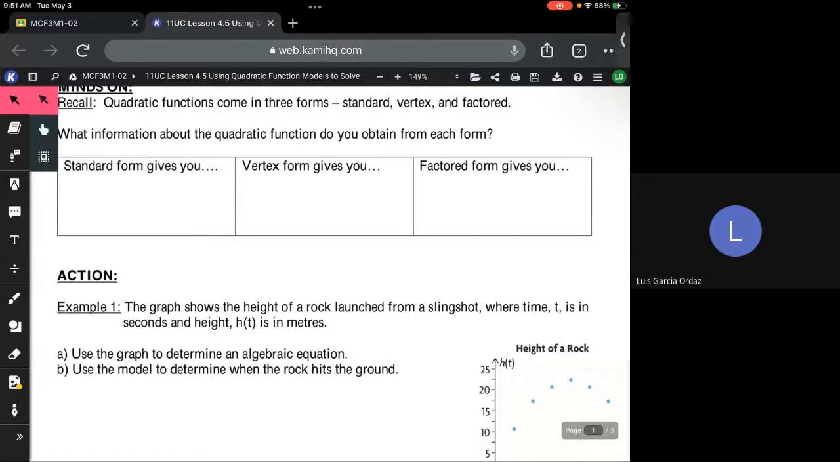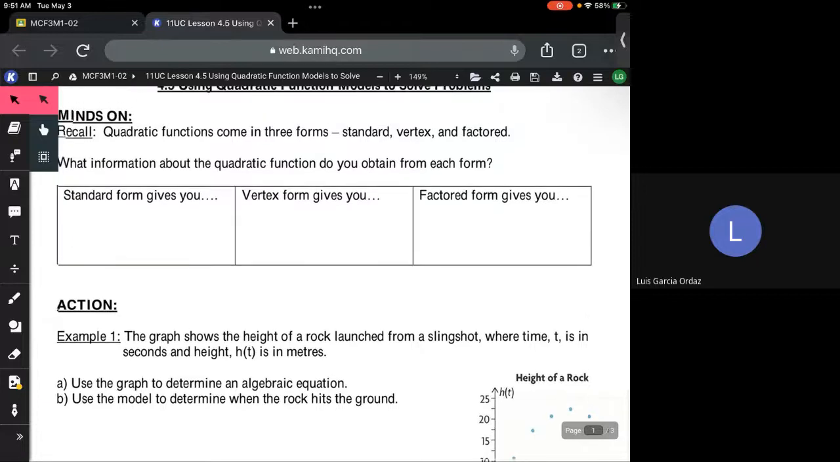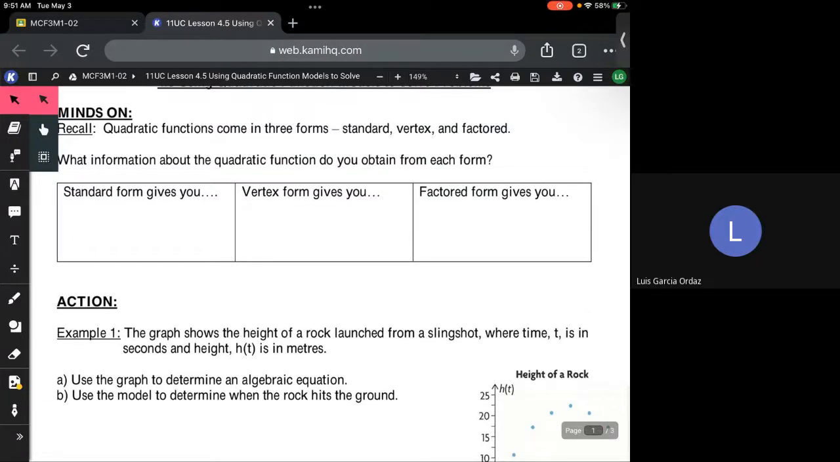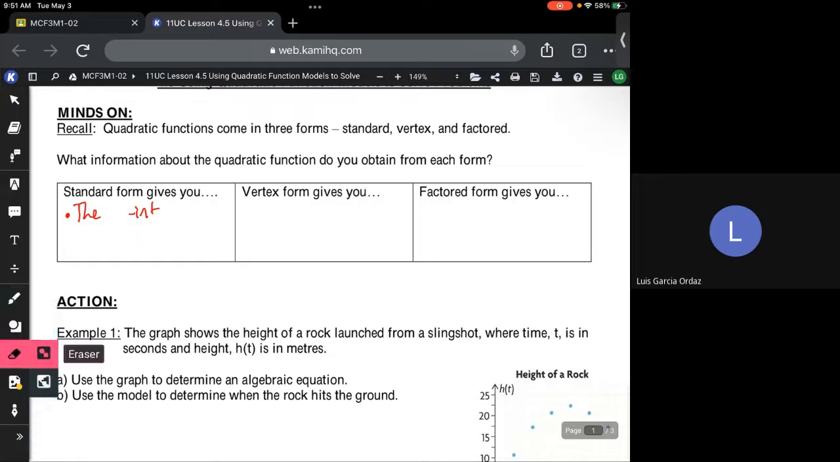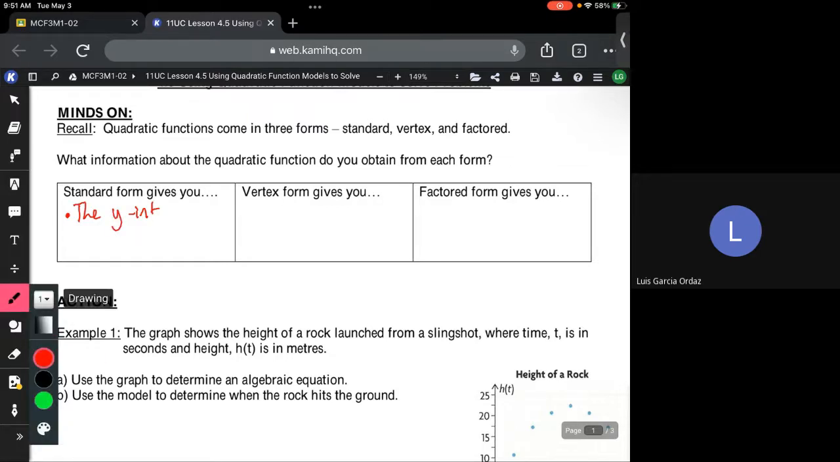So remember that we have three different forms. We have standard form, vertex form, and factored form. When we have something in standard form, what are we able to identify from standard form? Olivia? The y-intercept, and what else? Yeah, the a, and what does the a tell us? If the graph does what? Yep. So if you have a max or min. Perfect.